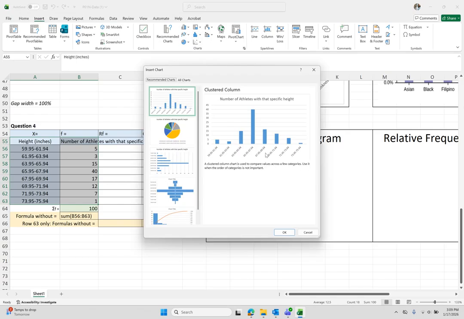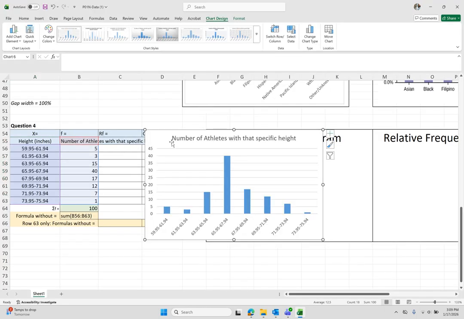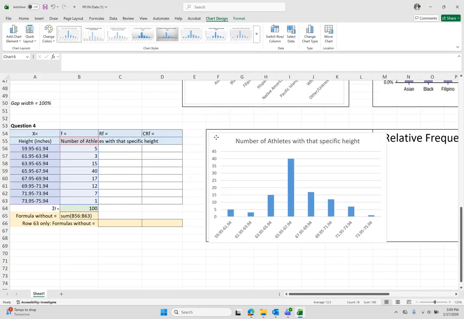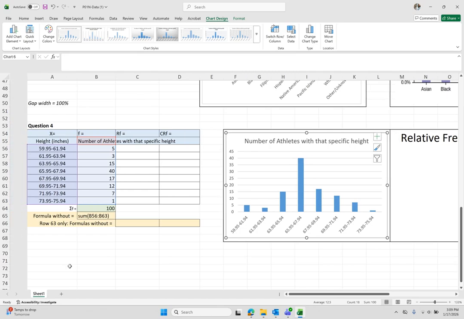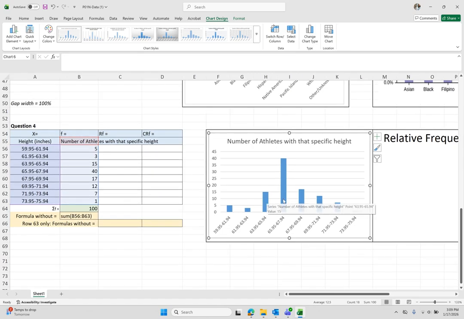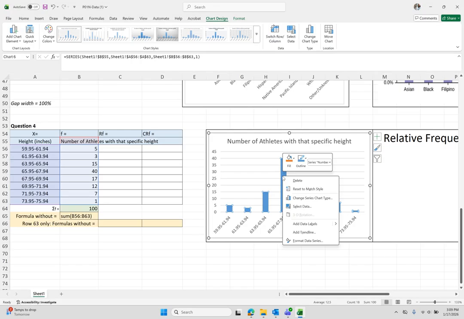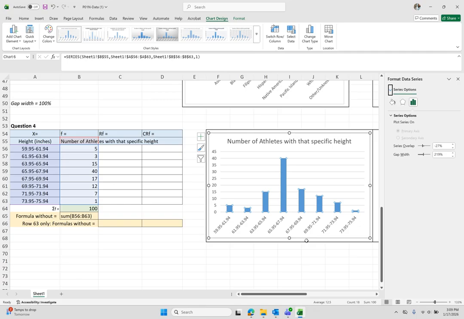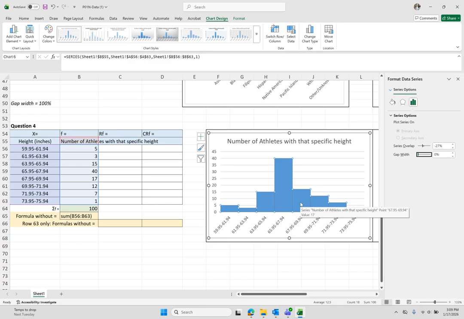So under recommended charts, I'm going to enter this, which is a bar graph. And first of all, let's make it a histogram. To make it a histogram, we want the gap width between the series to be 0. So I'm going to right click on one of those bars, and then I'm going to format the data series, and I will change the gap width to 0, which now makes it a histogram.